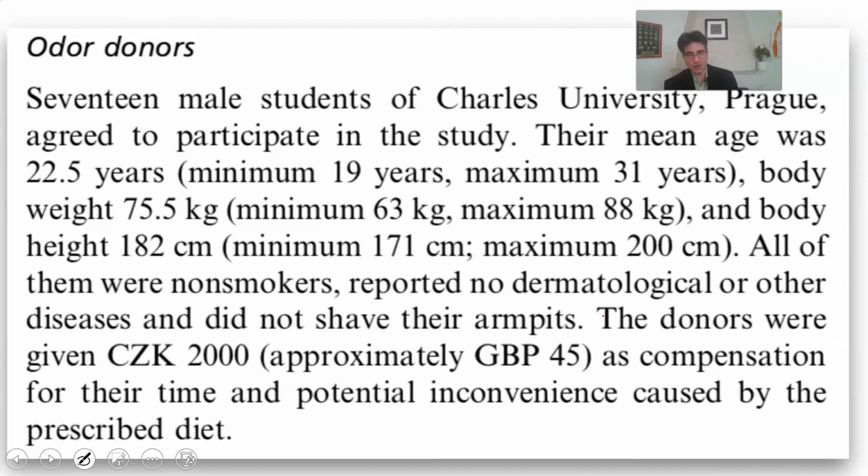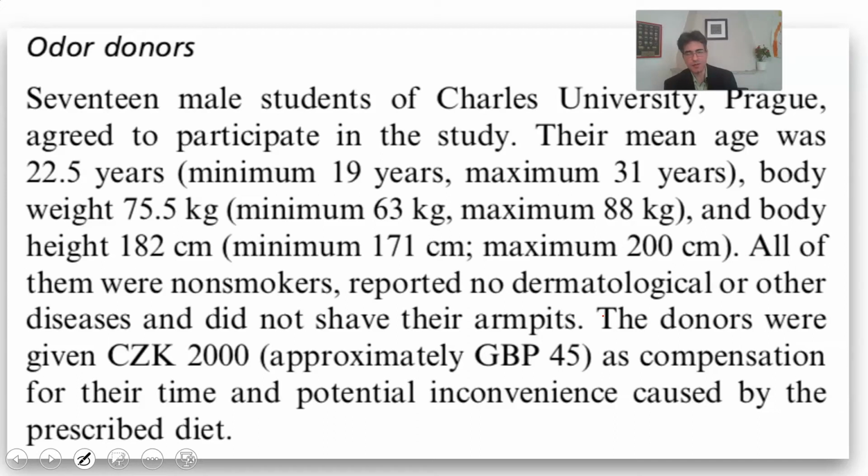The donors, because that's where they collected the samples from, with the armpits, the donors were given CZK 2000, approximately 45 British pounds. This is, sorry, Czech 2000, the Czech currency versus the British currency is 45, as compensation of their time and potential inconvenience caused by the prescribed diet.